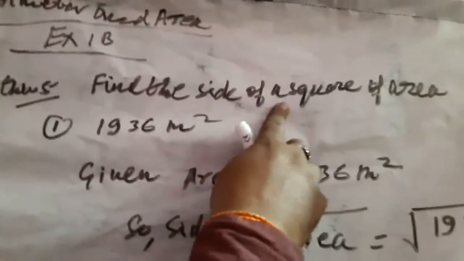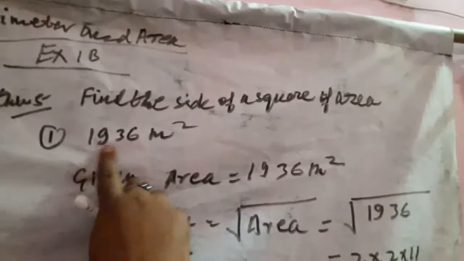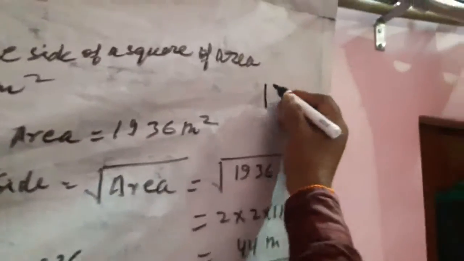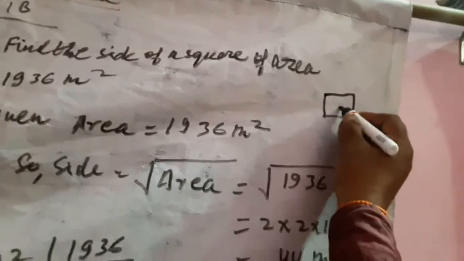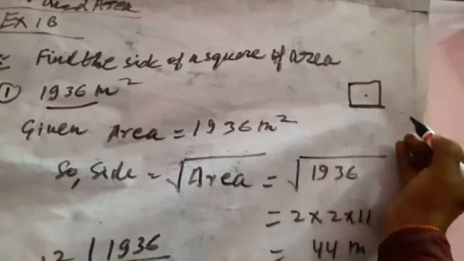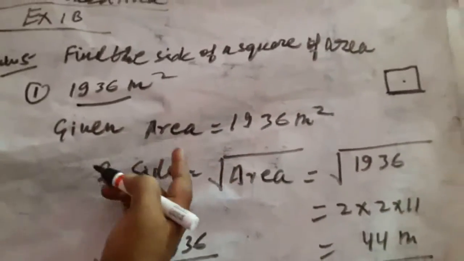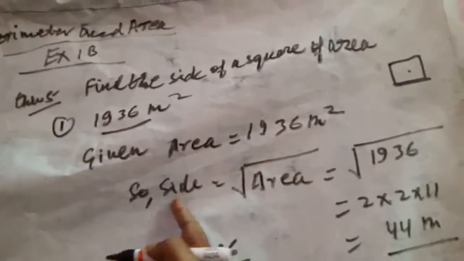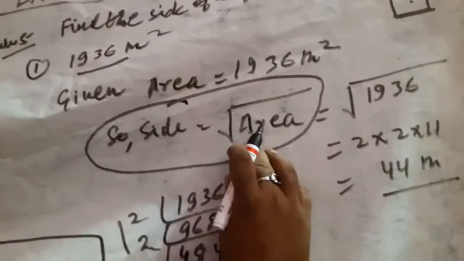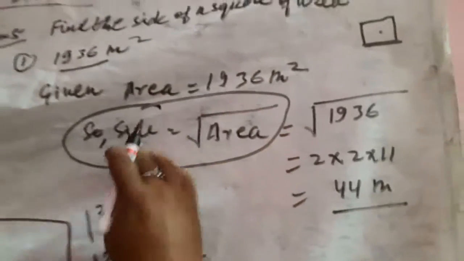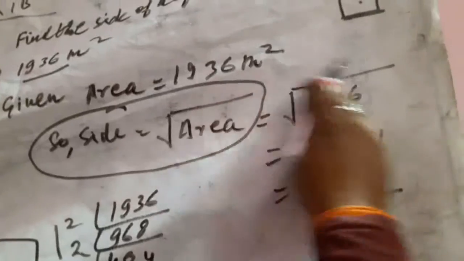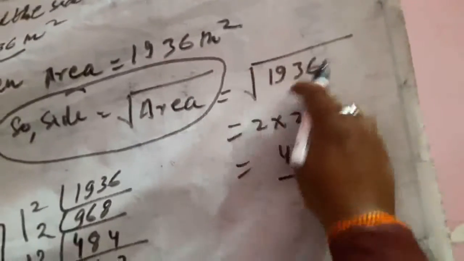Now come to question number 5. Find the side of a square of area 1936 meter square. You have to find the side of a square. This is your square, its area is this, and you have to find the length of this side. So in the formula, side is equal to under root area. If you know area, then this is the formula to calculate side. Side is equal to square root of area. Square root of 1936.